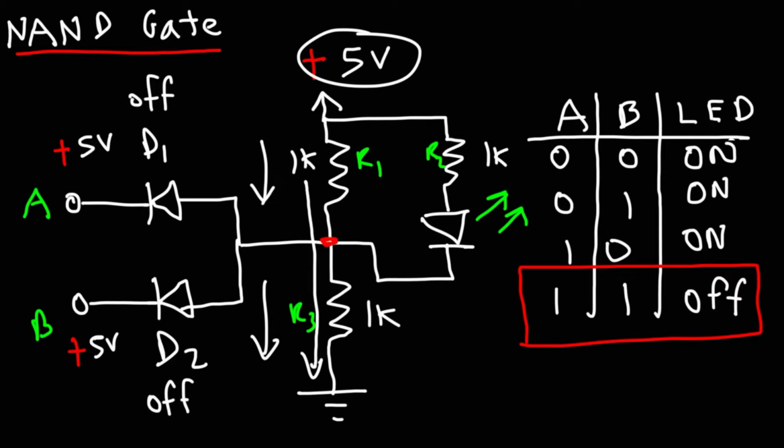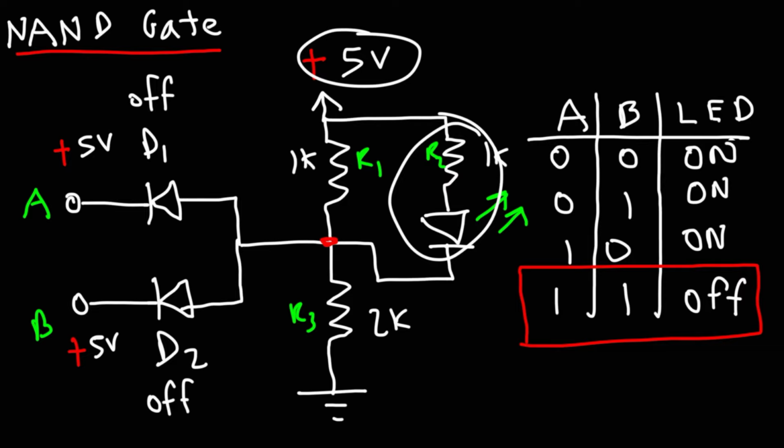If the current flows in this direction as opposed to this direction, the LED will be off. But in practice, to get this to work, we do need to choose the appropriate values of R1, R2, and R3. So it might be best to make R3 2K. Here's why. Let's assume that R2 and the LED are not connected across R1. If we assume that, then these two resistors form a voltage divider network.